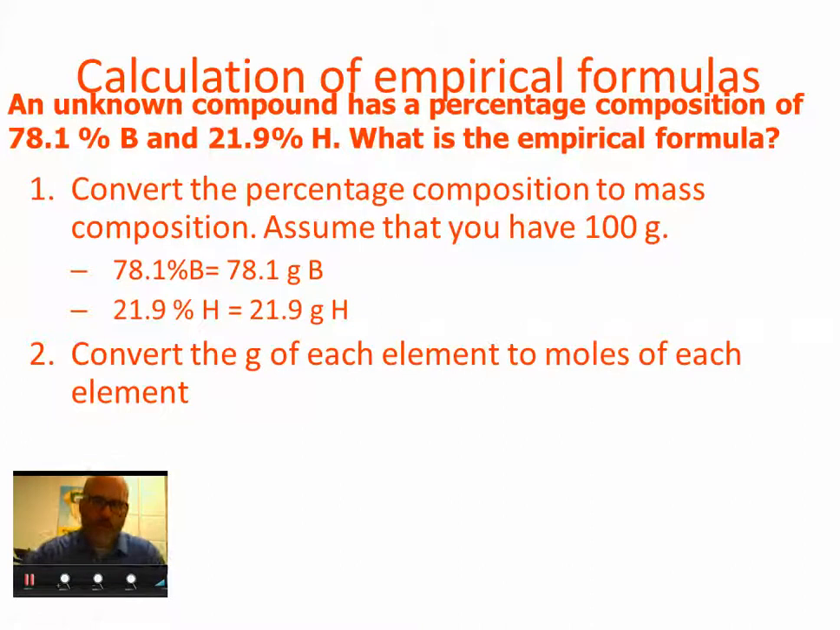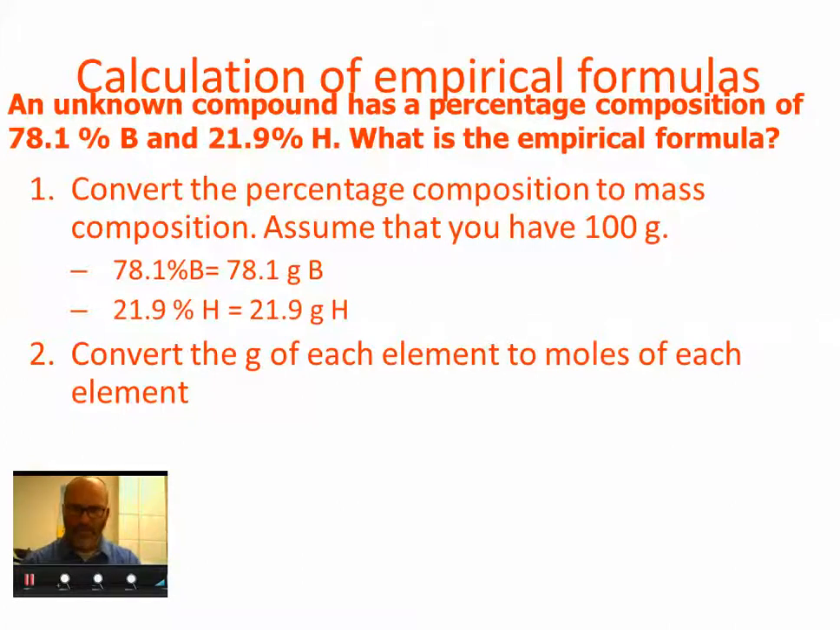So, the first step in calculating empirical formula from percent composition data is really just the step that you can do in your head. So we're going to assume that we have 100 grams of our sample. So we have an unknown compound that's 78.1% boron, 21.9% hydrogen. So when we assume that we have 100 grams, what's 78.1% of 100? It's 78.1. So we have 78.1 grams of boron and 21.9 grams of hydrogen in our unknown compound. So that's the first step. And you really look at the percentage and just write down the grams.